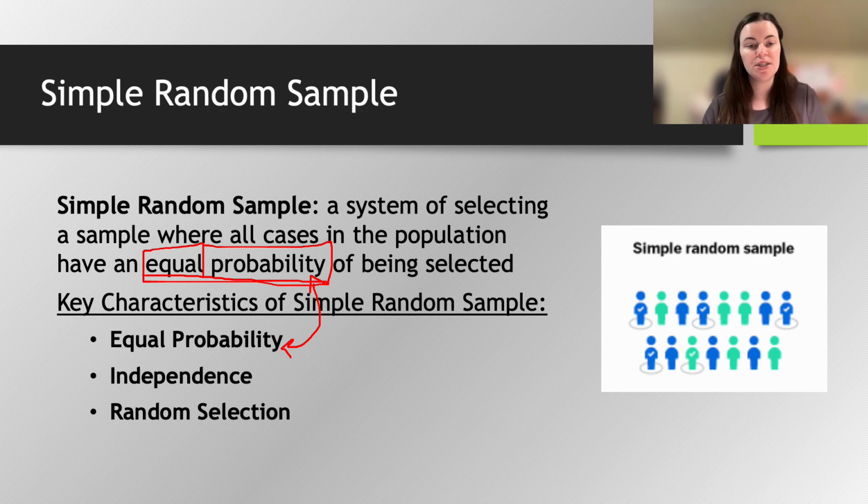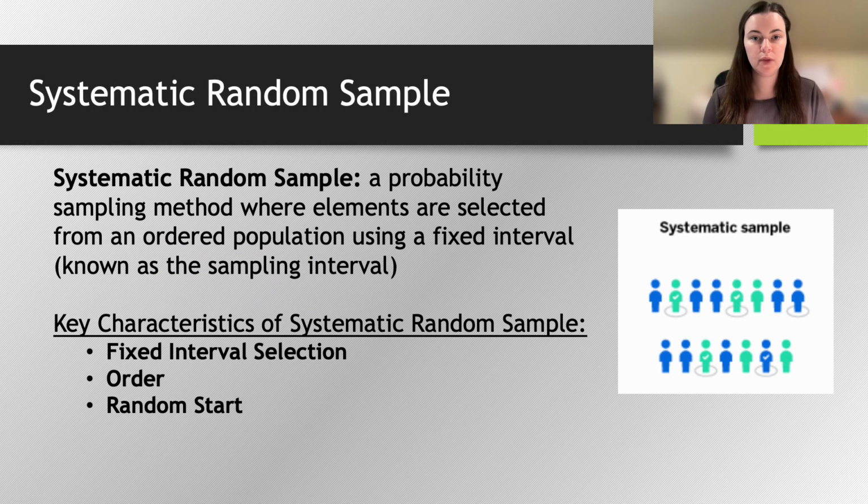The second characteristic is independence, or that the selection of one individual does not influence the selection of another person. And lastly, random selection, in which the process of selection is entirely random. Oftentimes we use techniques such as a random number generator or other randomizing techniques to ensure that it is truly random.